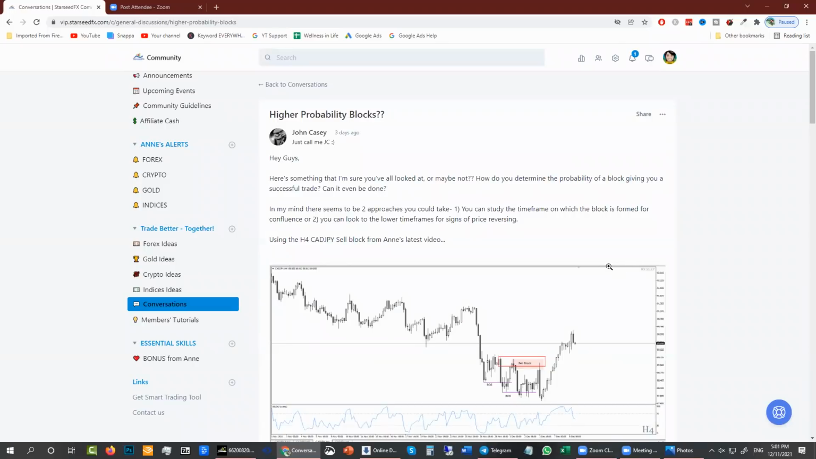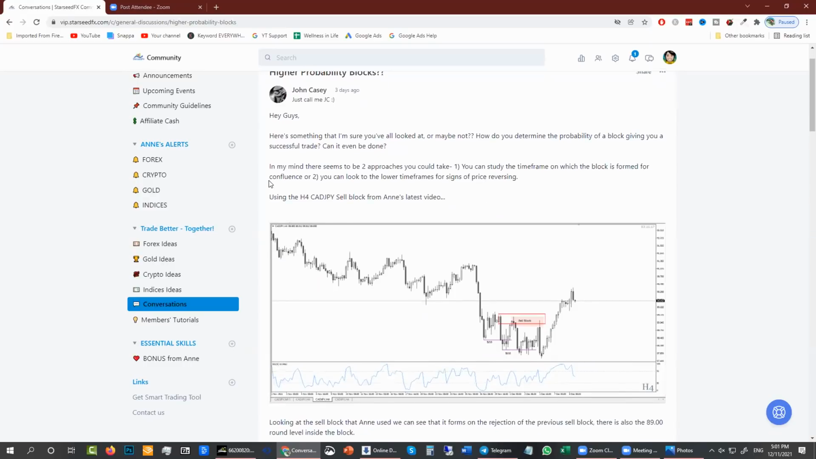So here there is a very good question from John Casey. Hi guys, here's something that I'm sure you have looked at or maybe not. How do you determine the probability of a block giving you a successful trade? Can it even be done?